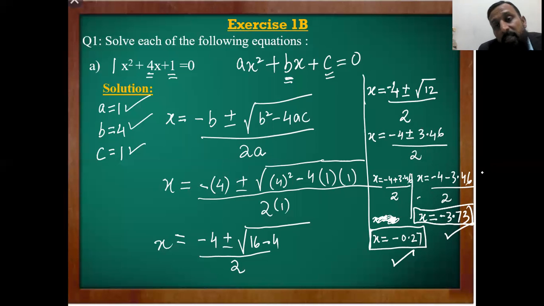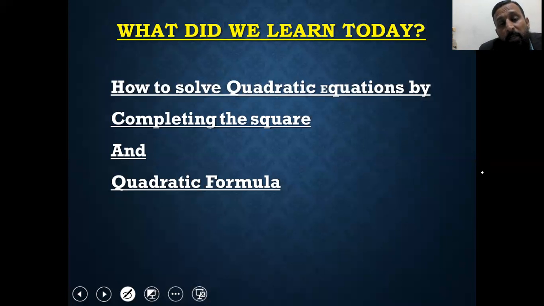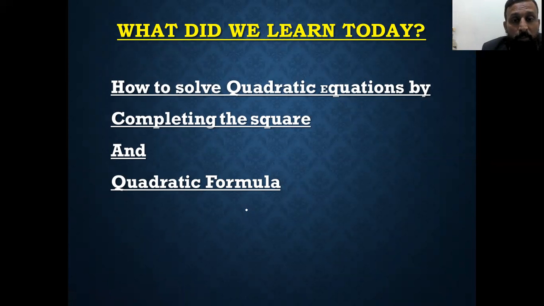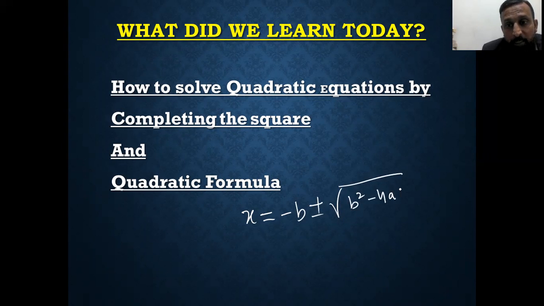Boys and girls, this is the end of our lesson for today. I hope you have learned the concept. We're going to continue the same method of solving quadratic equations using the quadratic formula in tomorrow's lesson. Stay tuned. What did we learn today? We learned how to solve quadratic equations by completing the square method and by using the quadratic formula. What is the quadratic formula? x equals minus b plus minus under root b squared minus 4ac, whole upon 2a.